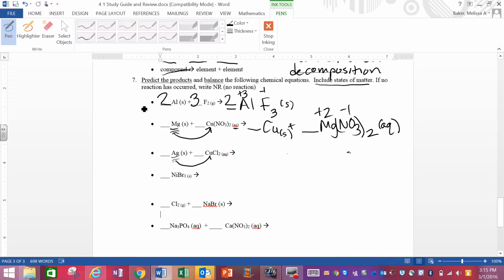Is silver powerful enough to kick out copper? Turns out it's not, so I just write no reaction.